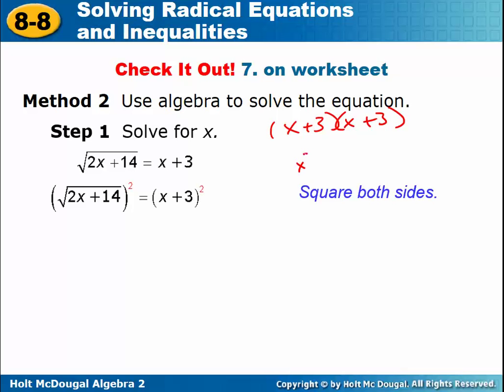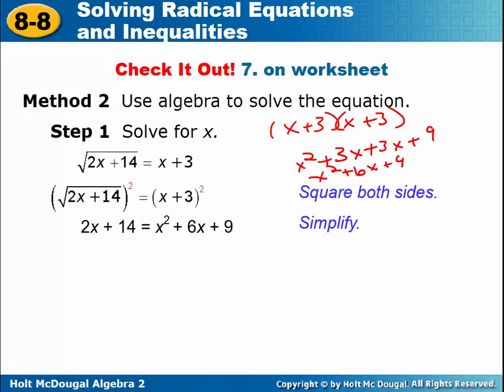There will be a middle term because you have 3x for the outer, 3x for the inner, and that will be 6x for the middle term, 3x plus 3x. So do not write that as x squared plus 3 squared. You'll get it wrong. Now we get our x's on the same side.